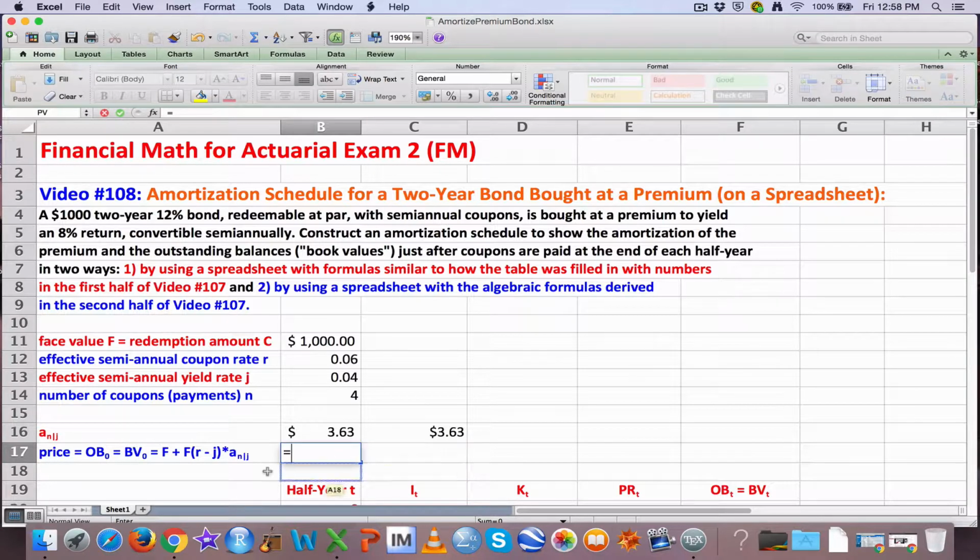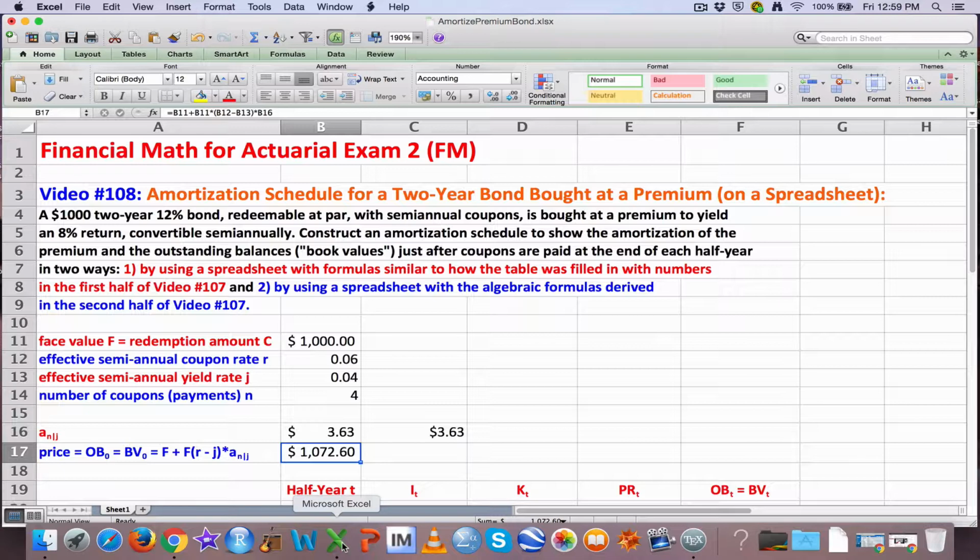Let's get the price for the bond. This is the premium discount formula, simplified to the case where C equals F. Let's go ahead and use this, and again, I don't need fixed cell references because I'm not going to copy and paste this formula. F is from cell B11. So I have F plus F times R minus J, 0.06 minus 0.04, times A and J, which can come from either cell B16 or C16, right there. Enter that. There we go.